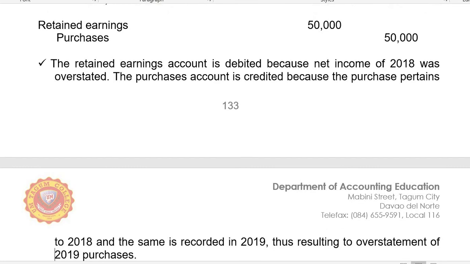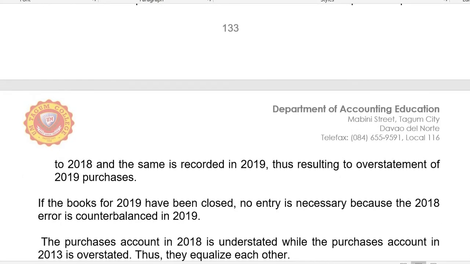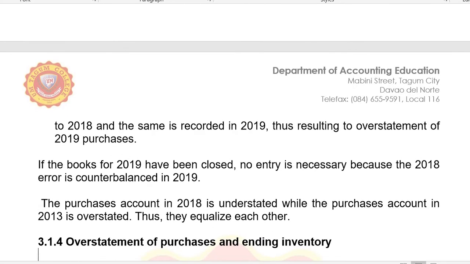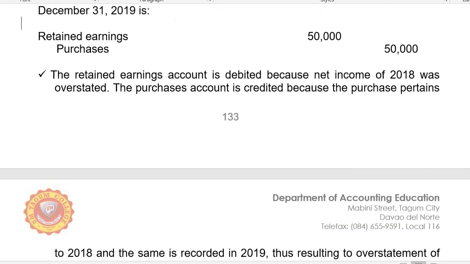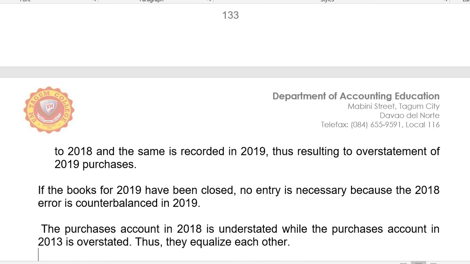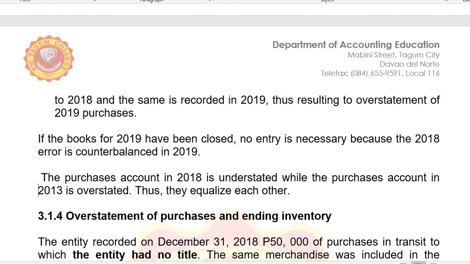Okay? So, if the books for 2019 have been closed, no entry is necessary because the 2018 error is counterbalanced in 2019. So, if the books are closed, you don't need to make an entry because the error counterbalanced. Why did it counterbalance?